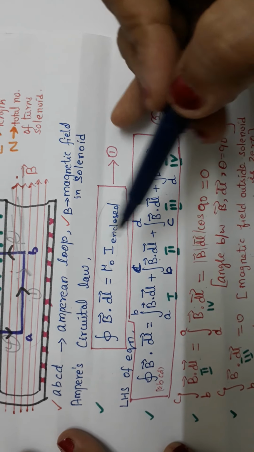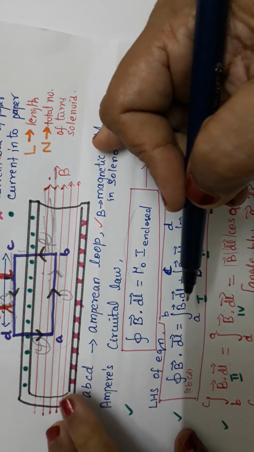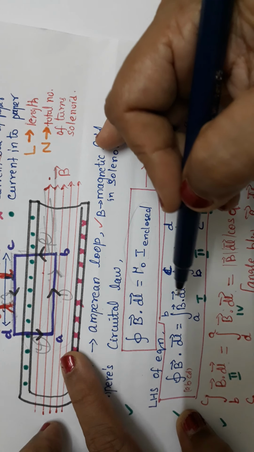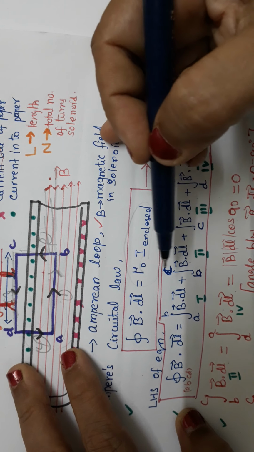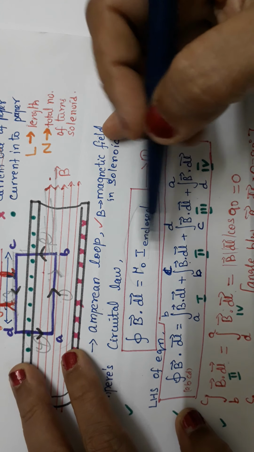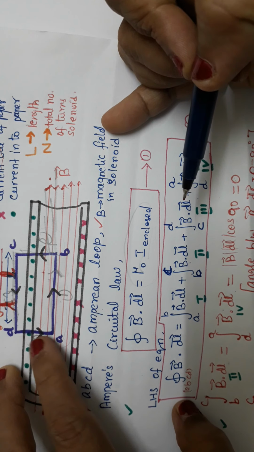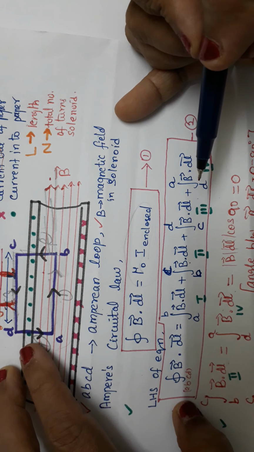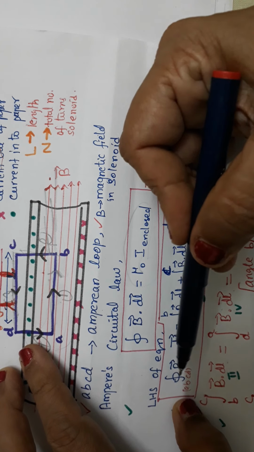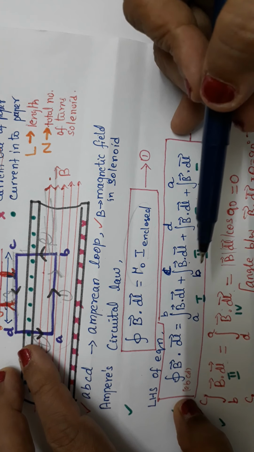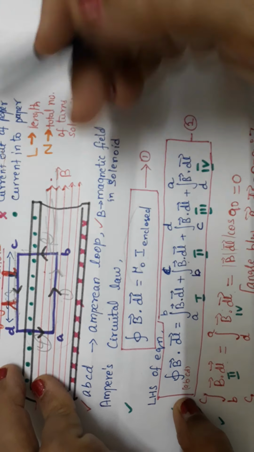Okay, this 4 line integral, this is integral number 1. Look at the diagram. This is A to B, line integral A to B, B vector dot dl vector. This is the second, B to C, line integral B to C, B vector dot dl vector. Same way, line integral C to D, B vector dot dl, and this is the fourth one, D to A, line integral D to A, B vector dot dl. So this circular loop has 4 integrals. I have named it as 1, 2, 3, 4 for you to understand easily. This is first integral, second, third, and fourth integral.